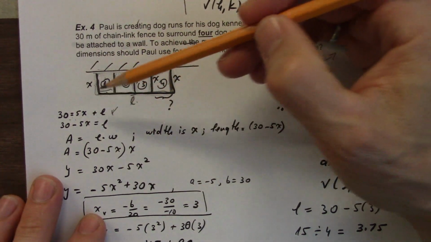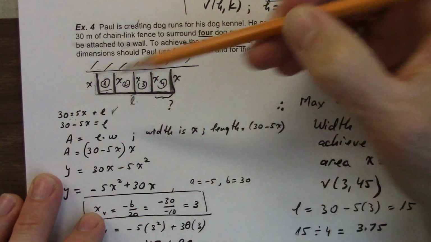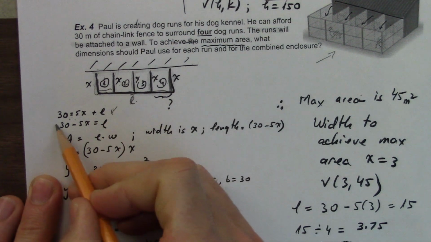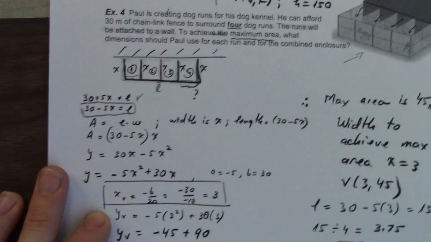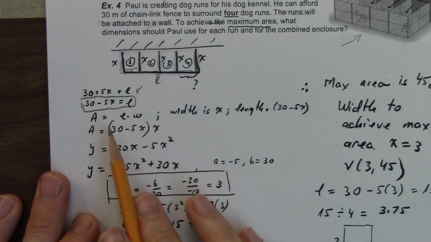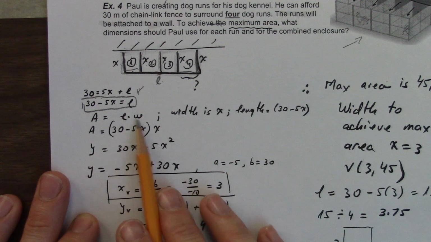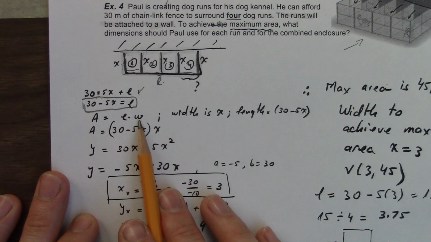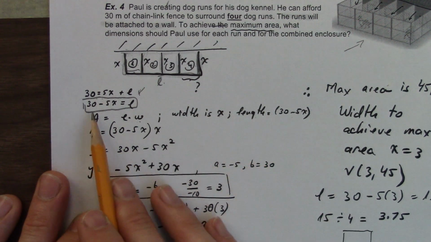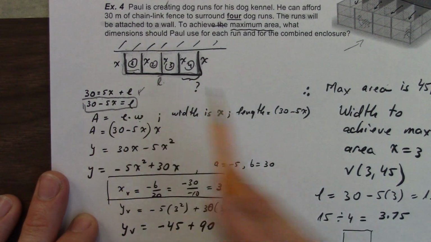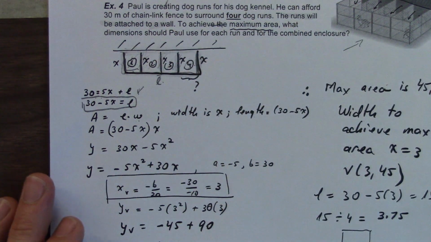So then if we know that that is our total chain length, 30, we can rearrange this and we have a formula for the length in terms of x. Okay? Now, once we have that formula, we can plug it into our area calculation. We know our area is going to be length times width for a rectangle. We've determined that the width is x here and the length is 30 minus 5x, which we've determined here. So we're trying to get this total maximum area here.